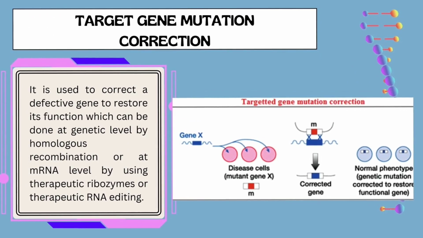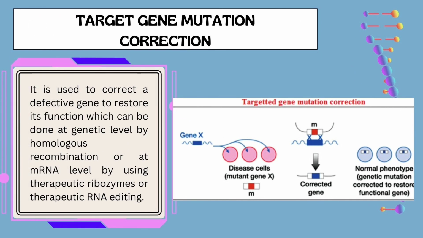Here in target gene mutation correction, it is used to correct a defective gene to restore its function, which can be done at the genetic level by homologous recombination or at the mRNA level by using therapeutic ribozymes or therapeutic RNA editing. Dito dine-describe yung process ng gene therapy or the revolutionary approach to treating genetic diseases by correcting defective genes. Also, na-highlight dito yung two main levels at which this correction can occur.